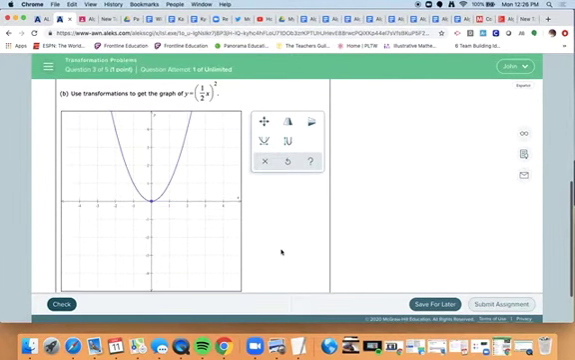All right, let's look at this next one. Use transformations to get the graph of y equals (1/2 x) squared. So this is a horizontal dilation because it's all within the parentheses and being squared. But remember, it's all basically kind of the same thing. Basically, it's going to make this thing much wider than it was before.